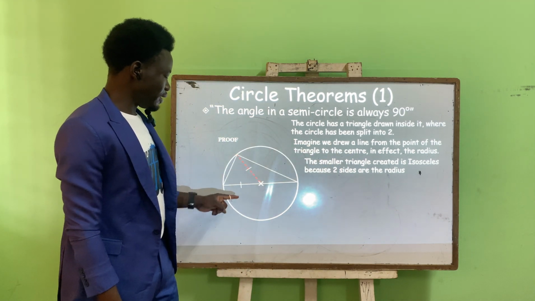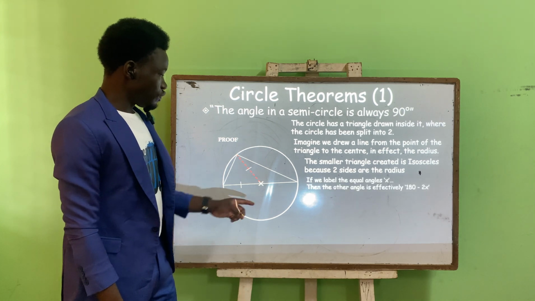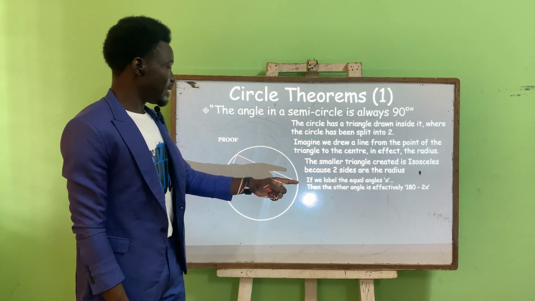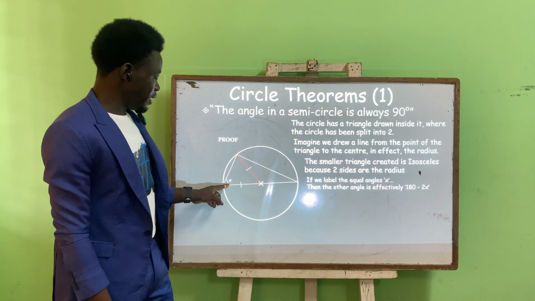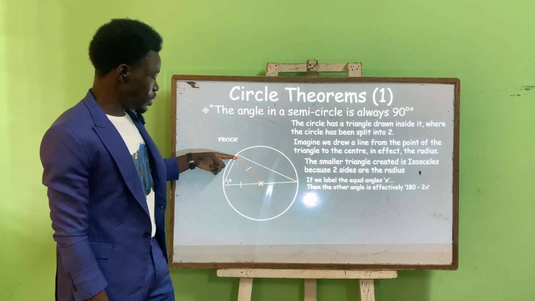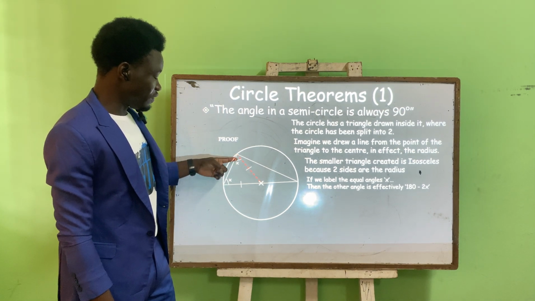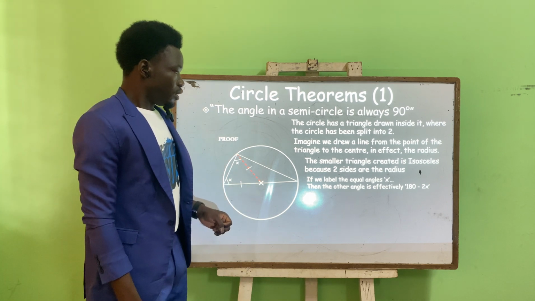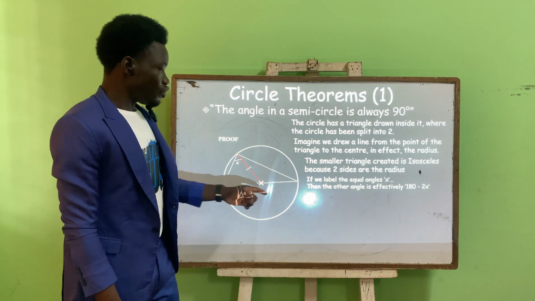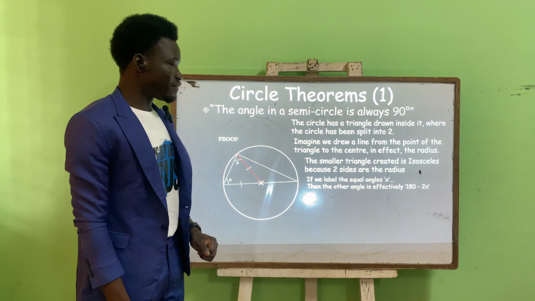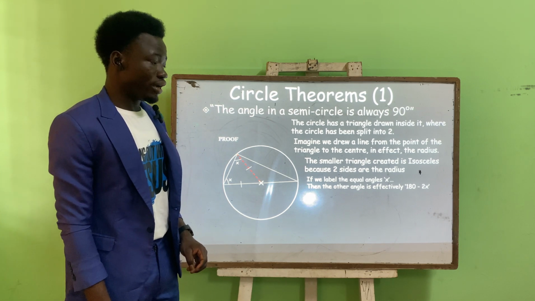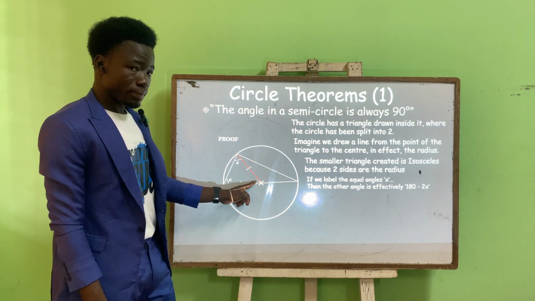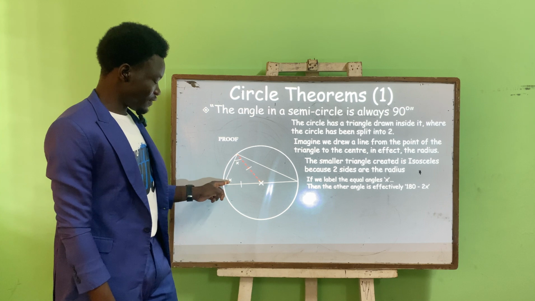So this line and this line are equal. If we label this angle x, here must also be what? x, because these angles are equal, because these lines are equal. Alright? So then the other angle is effectively 180 degrees minus 2x.